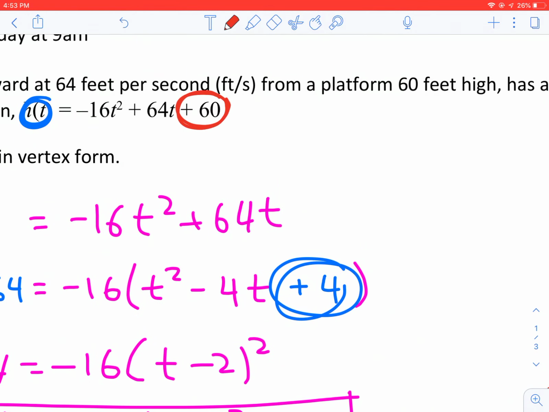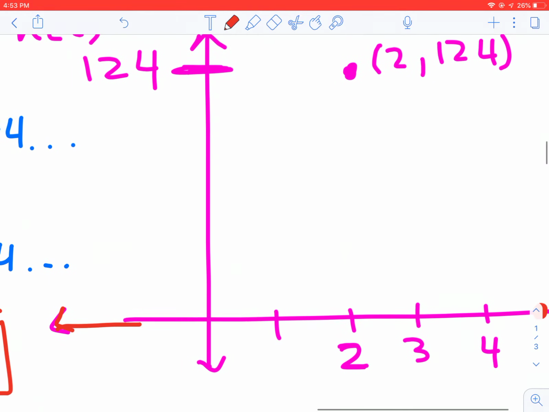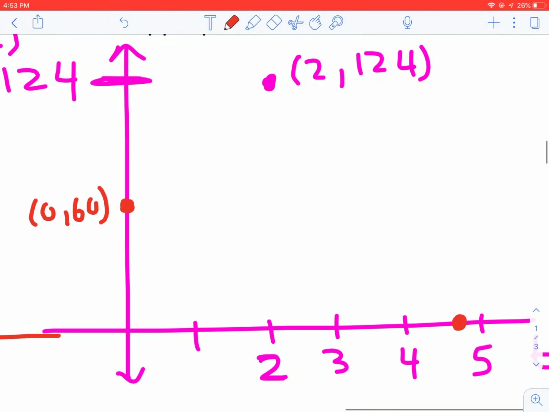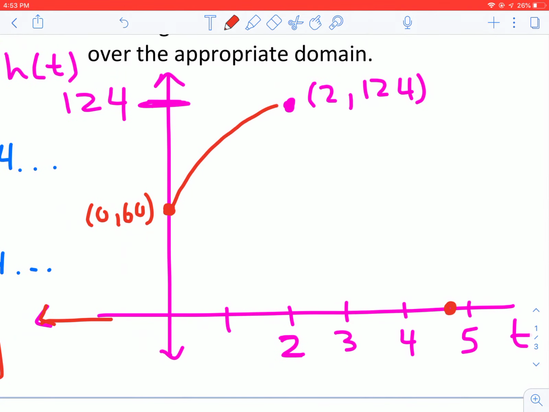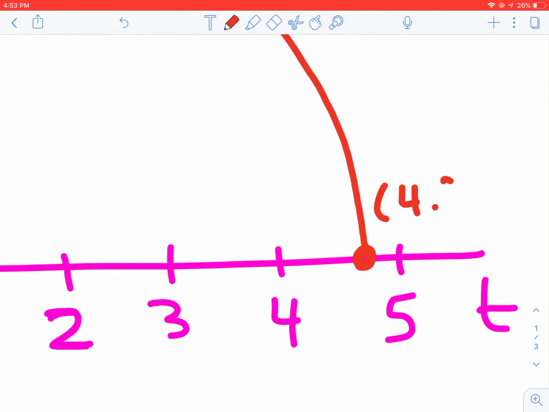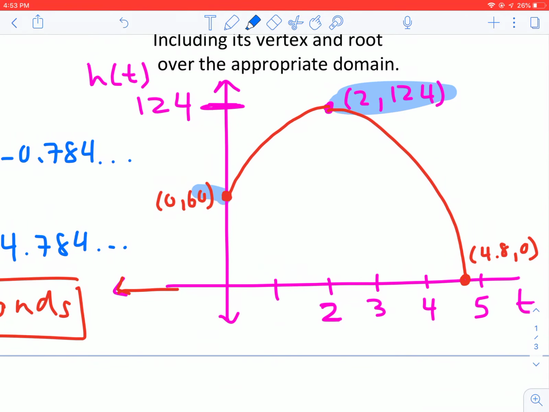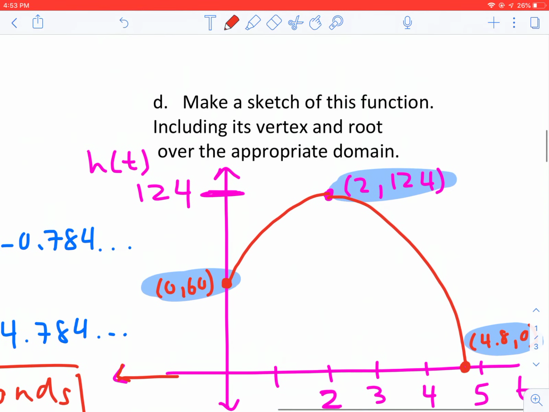It started at a platform that was 60 feet high. That's over there. That's going to be the y-intercept. If you plug in a 0 for t, the initial height at time 0, you're going to get 60. So I'm going to say 60 is somewhere over here. That's going to be our starting point. After 2 seconds, it reaches a max height of 124. And after 4.8 seconds, that is when it hits the ground. These are really the points we need for our sketch: vertex, y-intercept, and zeros. In this case, I only did 1 zero because it said graph it over the appropriate domain.